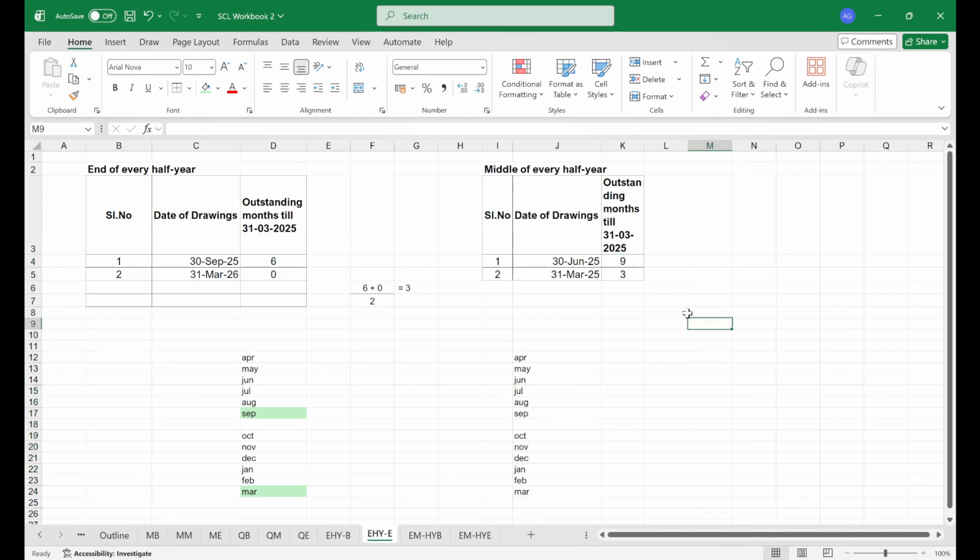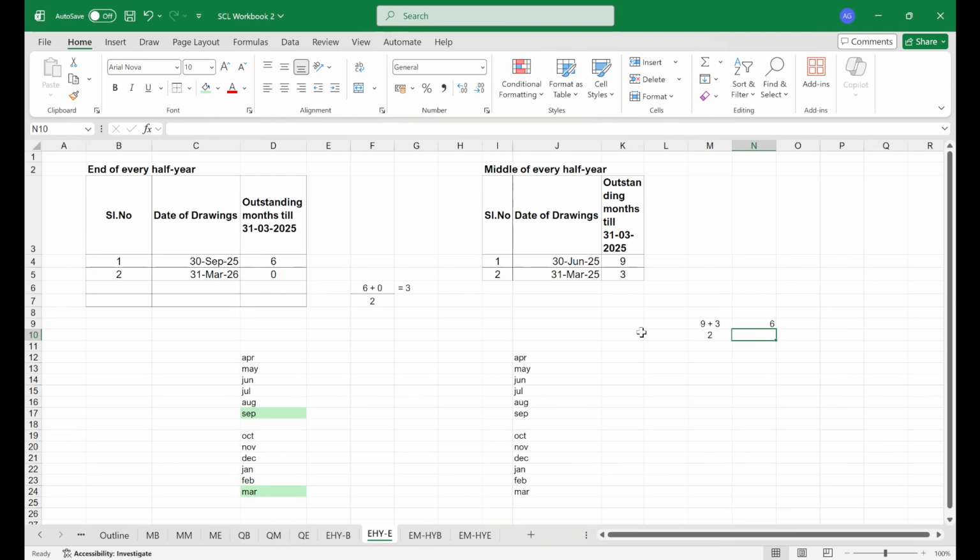So average period will be 9 plus 3 by 2. The answer will be 12 by 2. Again, you have 6 months as the average period. So you don't have to panic if you forget average period. Just plot the calendar and figure out the date of drawings, and from there you'll easily be able to calculate the outstanding months. And once you calculate outstanding months, average period computation is pretty easy.